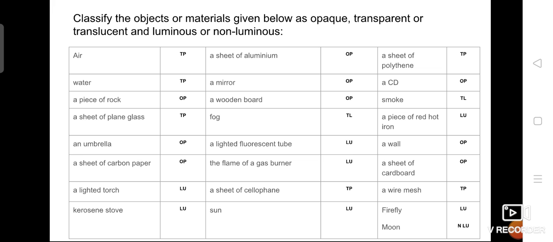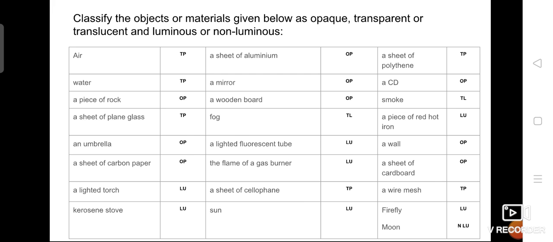Based on these 5 categories we are going to classify the materials and write the names. Here I have written short forms: for opaque, OP; for transparent, TP; translucent, TL; luminous, LU; non-luminous, NLU. Better we will check each one.